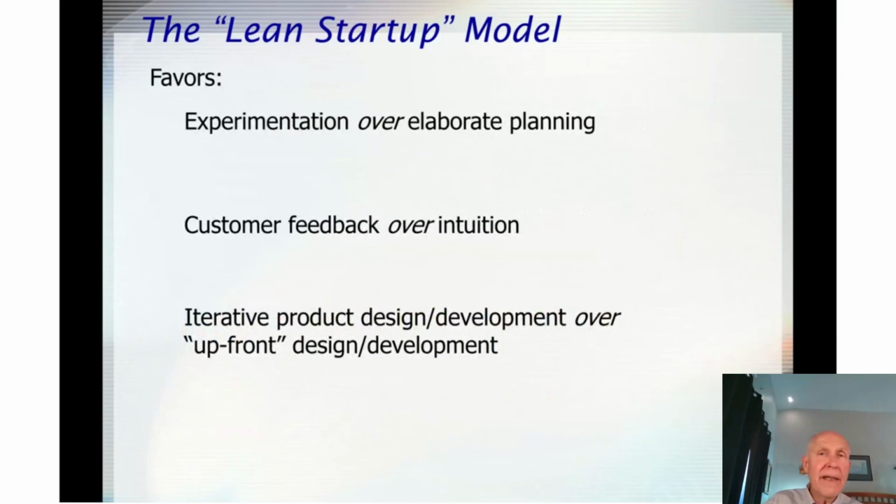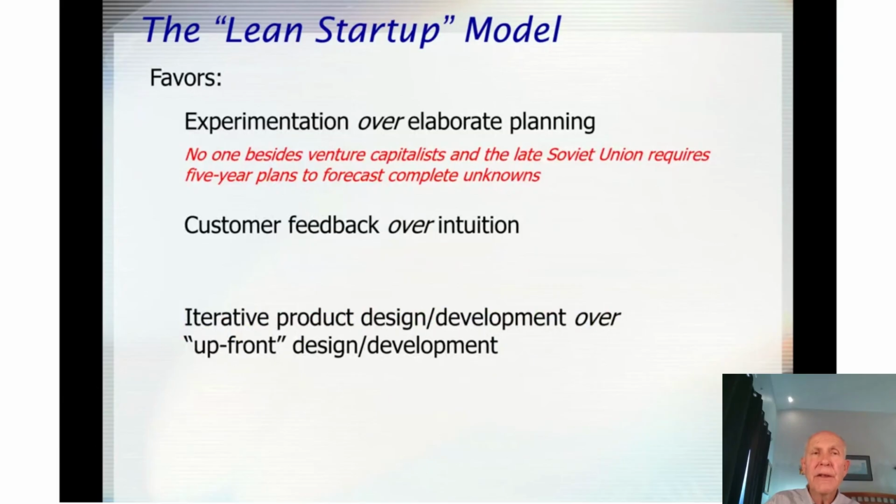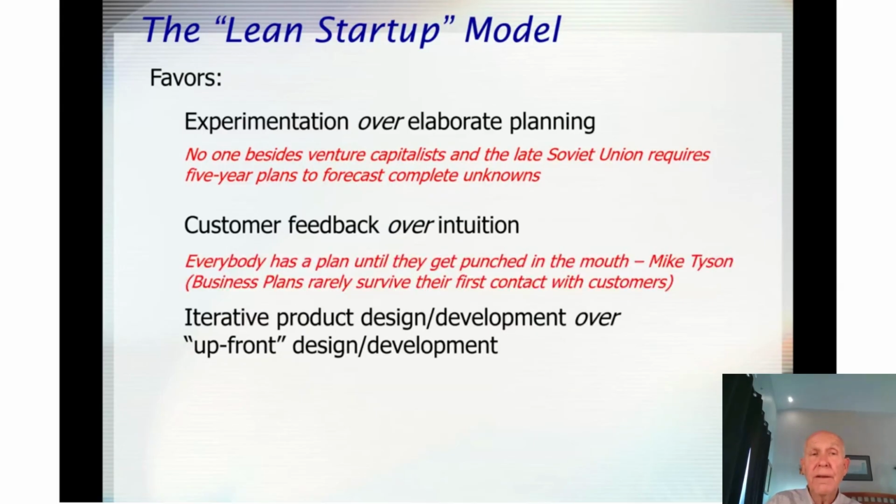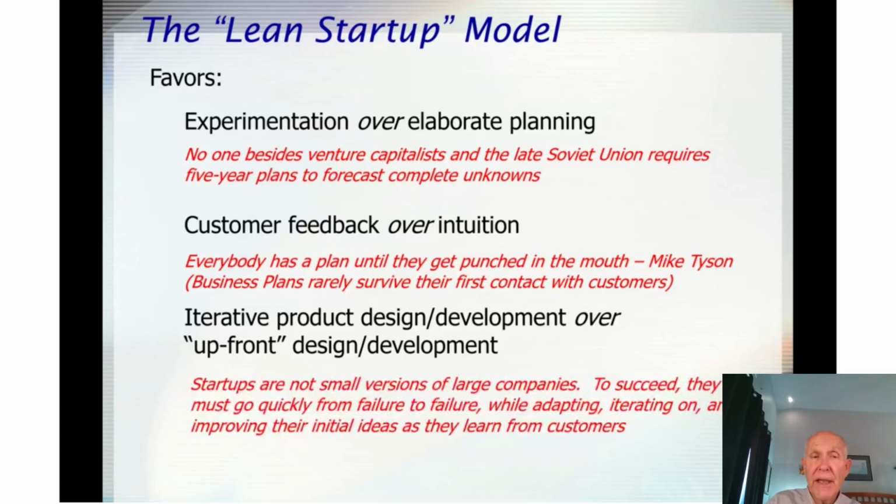His lean startup model has 3 main points. It favors little experiments over big plans. Nobody besides maybe a venture capitalist or Soviet Union requires 5-year plans to forecast very difficult unknowns. It favors customer feedback over your intuition. Mike Tyson, the famous boxer, said everyone has a plan until they get punched in the mouth. Business plans quite often don't survive the contact with customers. It favors iterative product design and development over some upfront big design.